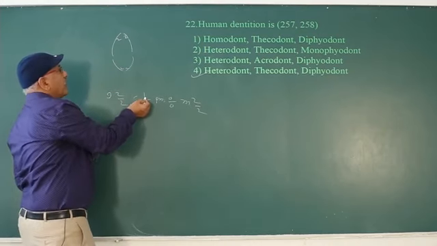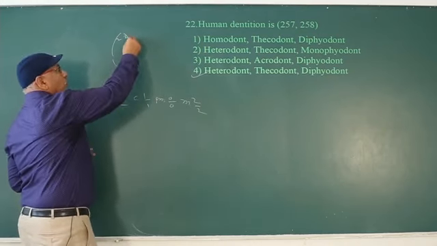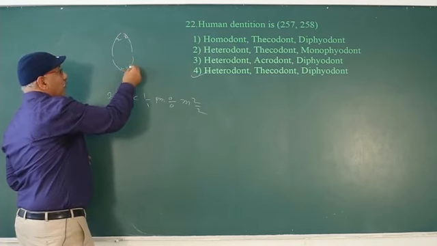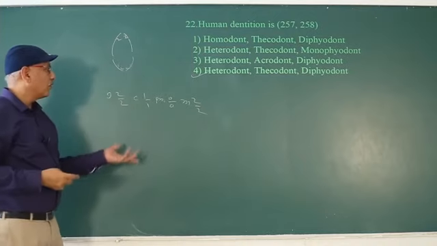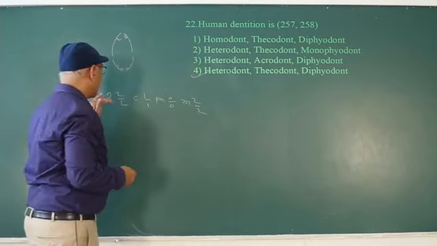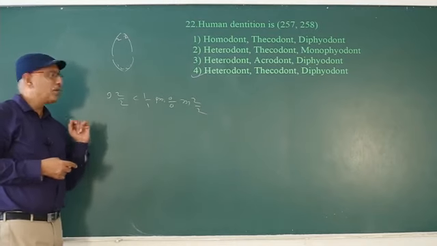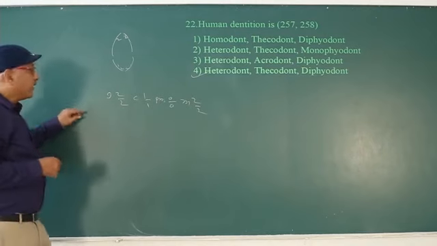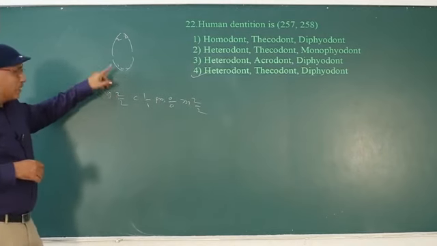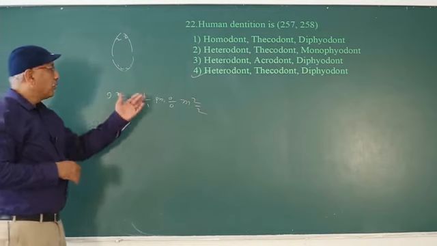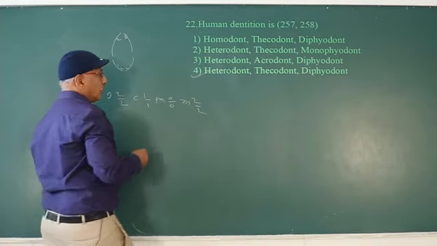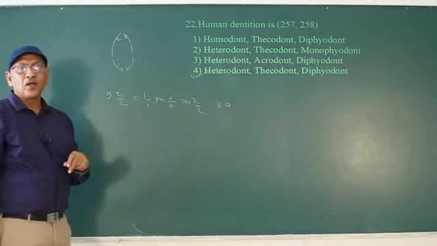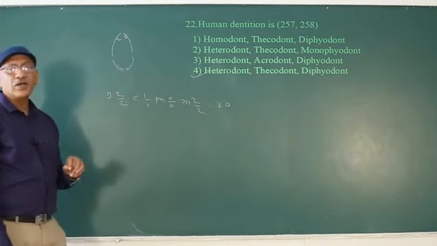Similarly, canines 4. Why? 1 canine in one half of the upper jaw, another half of the upper jaw also 1, 2. In the lower jaw also 2. Total 4. So that is the meaning of numerator and denominator. Now we discuss the dental formula in infant: incisors 2/2, canines 1/1, premolars 0/0, molars 2/2. Then total number of teeth is 20.